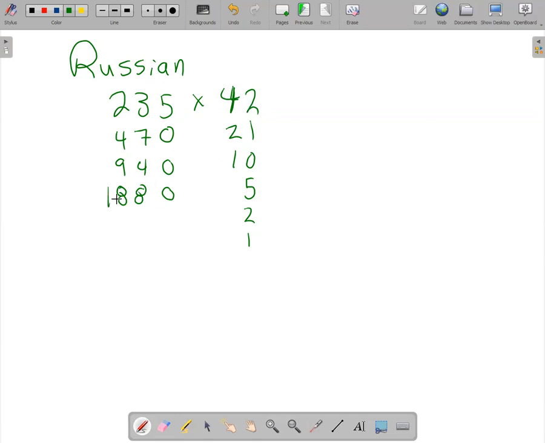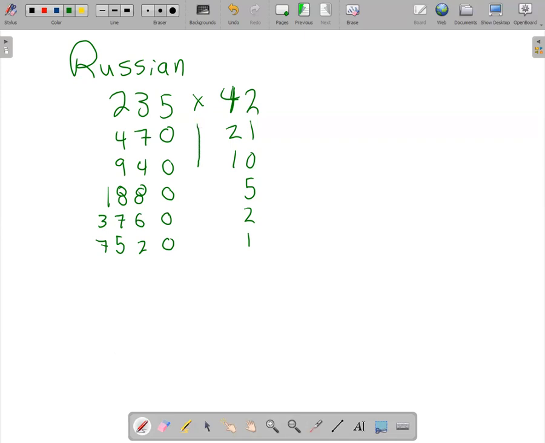So doubling 1,880 is going to give me 3,760. And then one more time, double that, 7,520.